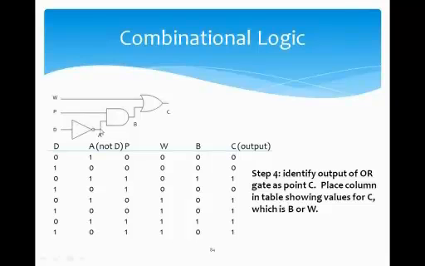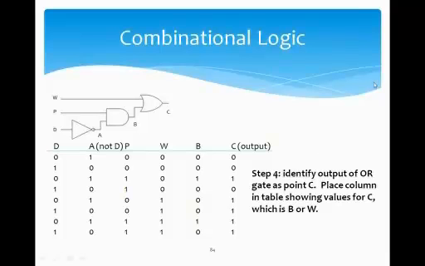Step 4, we're going to find the output, C. I label that point C. Now, C is the output of an OR gate. What's being ORed together? W and B are the inputs into that OR gate. So I want to OR W and B. Any time W or B is a 1, I'm going to have one output. Every other combination will be a 0.